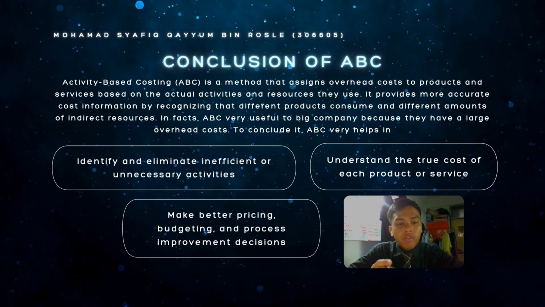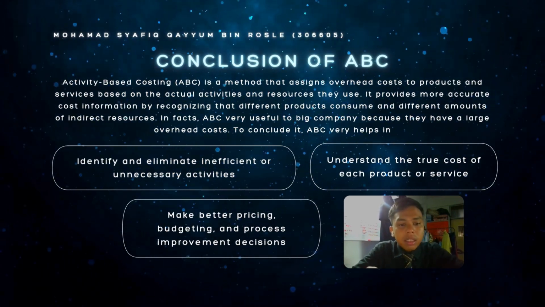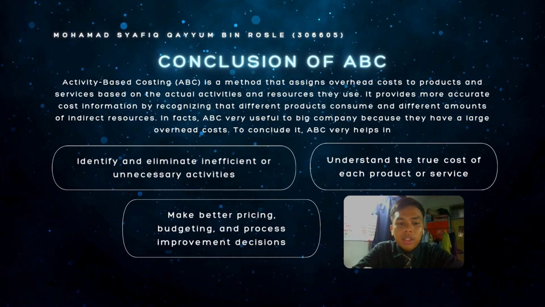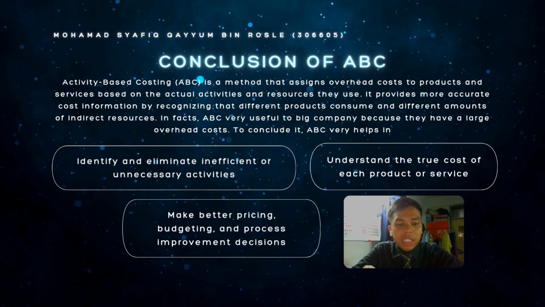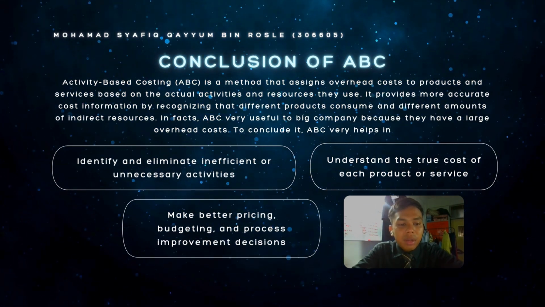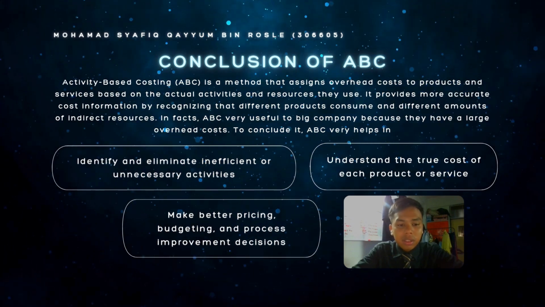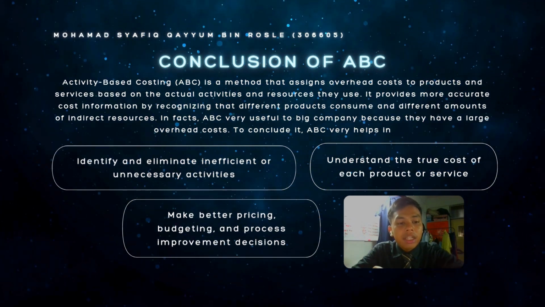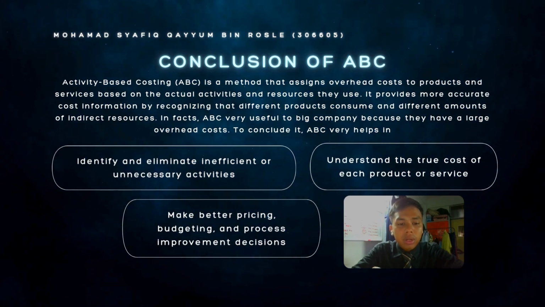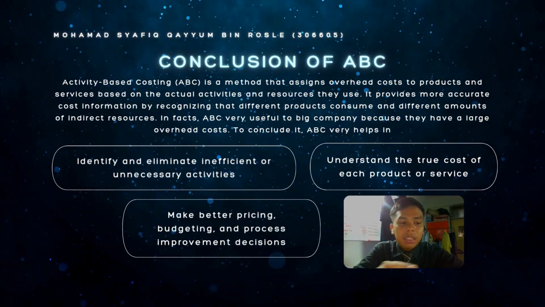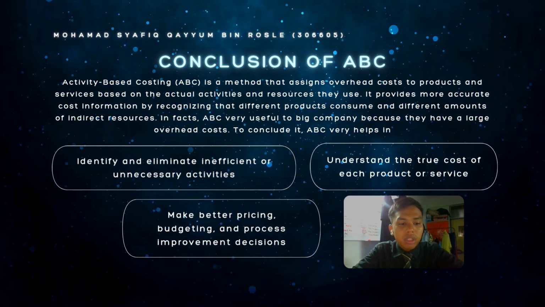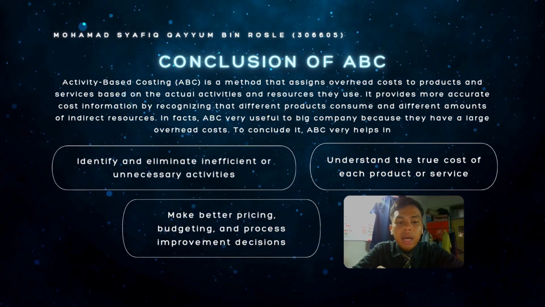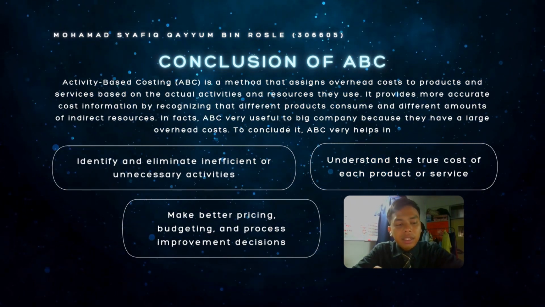In conclusion, ABC is a method that assigns overhead costs to products and services based on the actual activity and resources they use. It provides more accurate cost information by recognizing that different products consume different amounts of direct costs and indirect resources. In fact, ABC is very useful for a big company because they have a large overhead cost. To conclude, ABC is very helpful in understanding the true cost of each product or service, making better pricing, budgeting, and process improvement decisions, and identifying and eliminating inefficient and unnecessary activity.